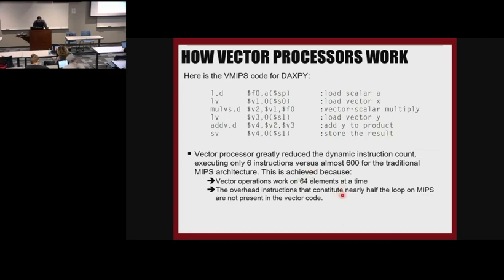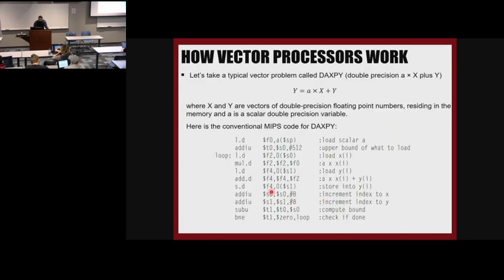And the last thing is that we can see that the overhead instructions that constitute nearly half the loop on MIPS are not present in the vector code. What are the overhead instructions? Everything we do here: the addi, sub, branch not equal. Everything we do here is just for handling the vector calculation, and you don't need them because the vector instructions and architecture automatically support that. Okay? So we get rid of these instructions too.